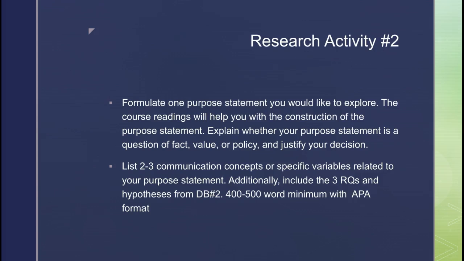In addition, you'll list 2 to 3 communication concepts or specific variables related to your purpose statement. Additionally, include 3 RQs and hypotheses from discussion board number 2 at the end of your purpose statement. As you structure this, you'll write your purpose statement, which is a brief paragraph, if that, a couple of sentences, defining and stating what the purpose of your study is. Directly below that, you'll include your research questions or your hypotheses.